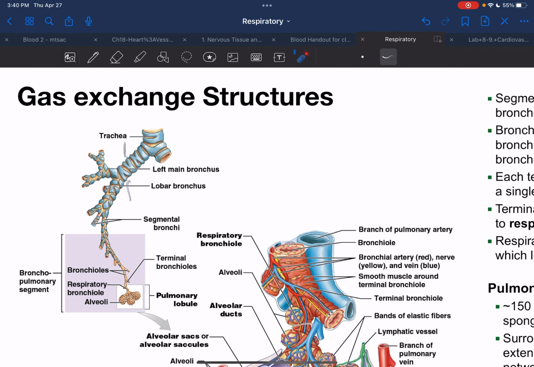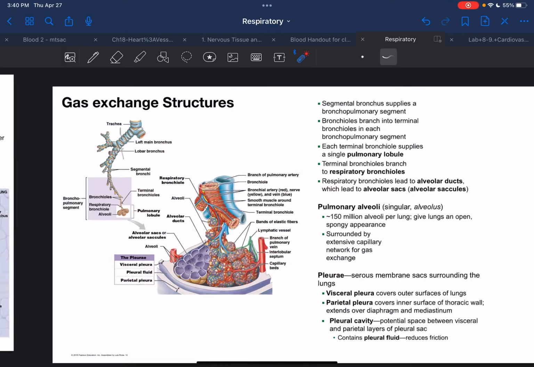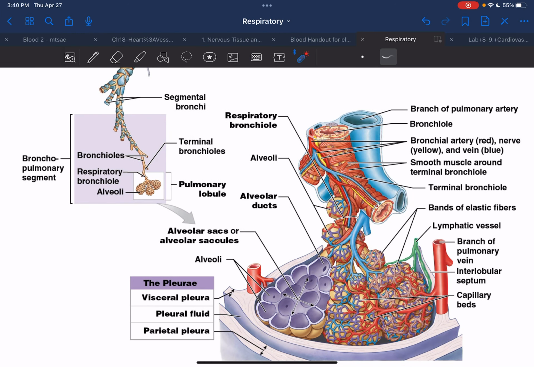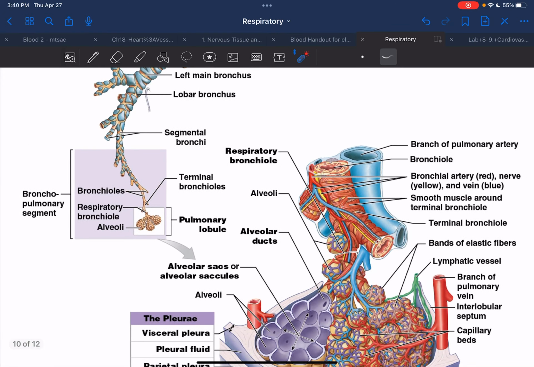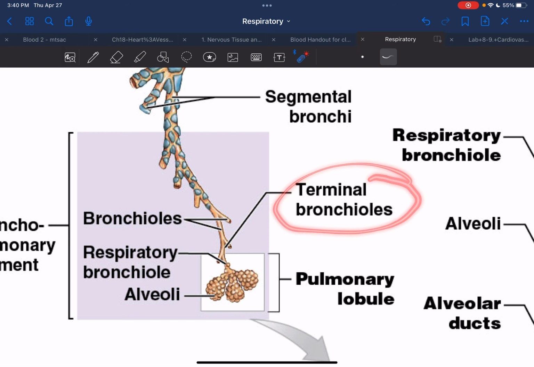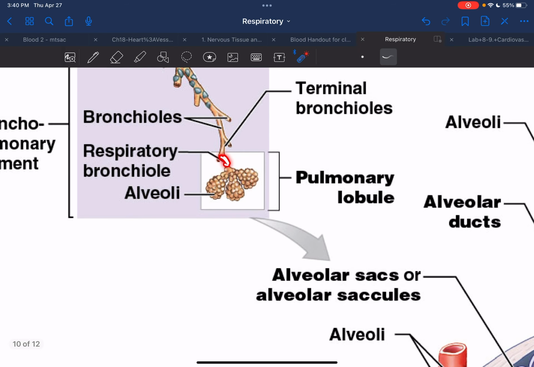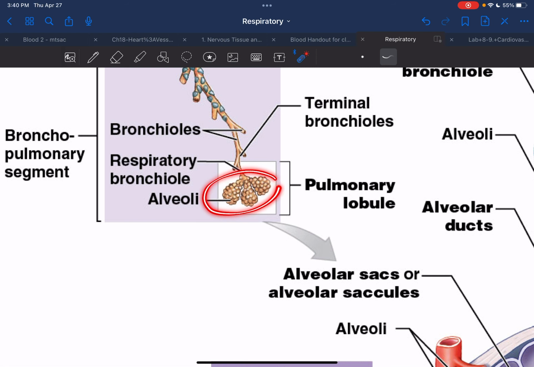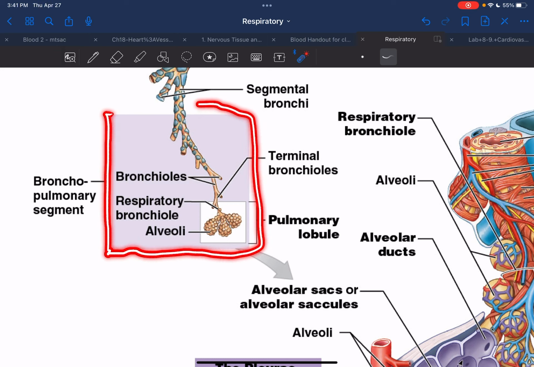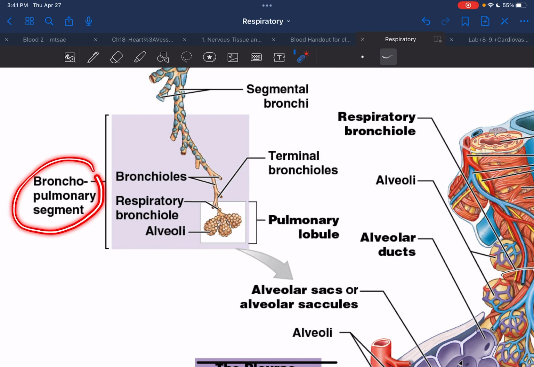And so we're almost at the end of our slide set here. And the last thing we need to do is understand the gas exchange that's occurring at the capillaries. If we look now where we left off at our segmental bronchi and our terminal bronchioles, and finally the respiratory bronchioles right before we hit the alveoli, we refer to that terminal bronchiole and the associated alveoli as a bronchopulmonary segment.